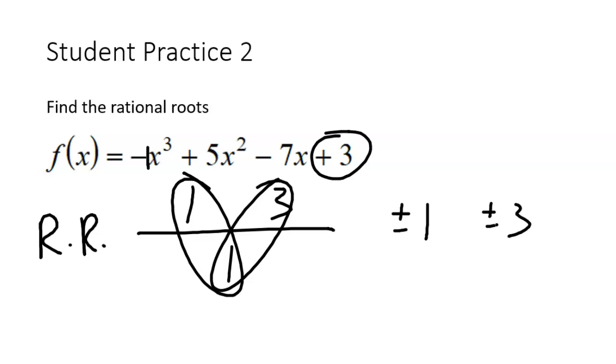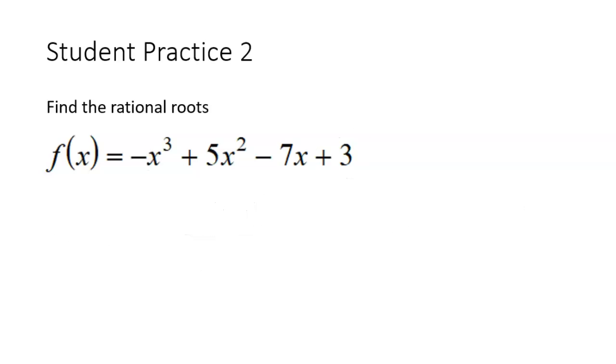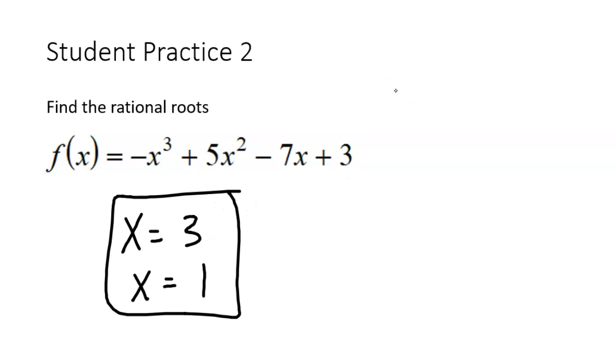Now we need to figure out which ones are actual roots. And that's where you basically just plug them in and see which ones end up making 0. So pause the video here and plug in those 4 numbers and see if you can find out which ones are the actual roots. All right, so it turns out that the only 2 that when you plug them in give you a 0 are the numbers 3 and 1.